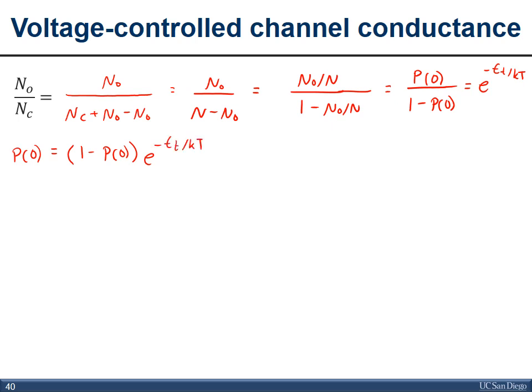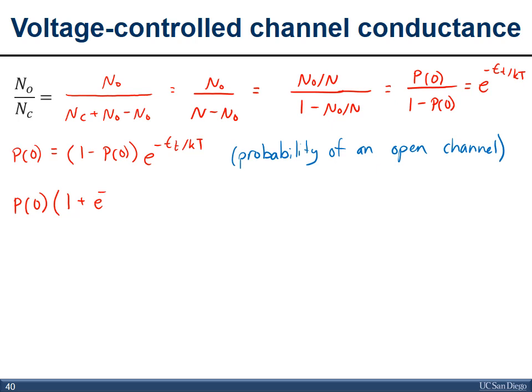And just to be clear, this is the probability of an open channel. All right, so we can manipulate this formula a little bit more. P_O times 1 plus e to the minus E sub t over kT is equal to e to the minus E sub t over kT. So we can say that P_O is equal to 1 over 1 plus e to the E sub t over kT.